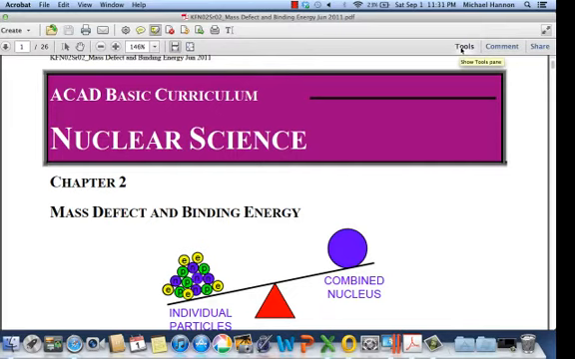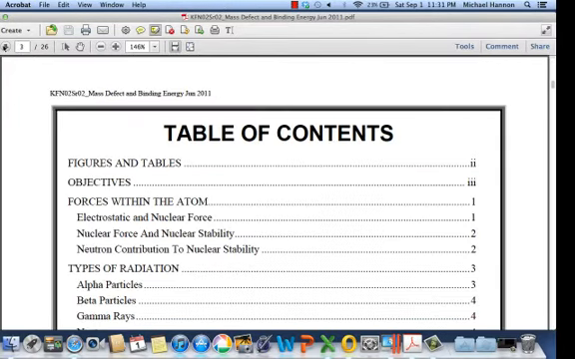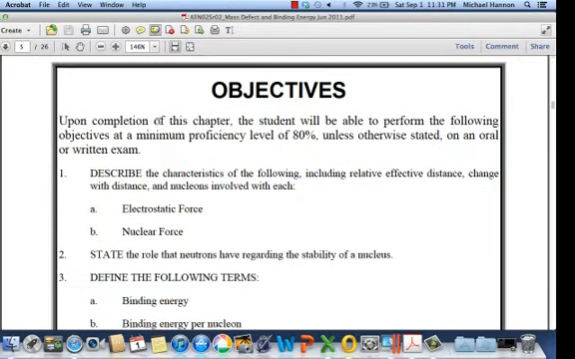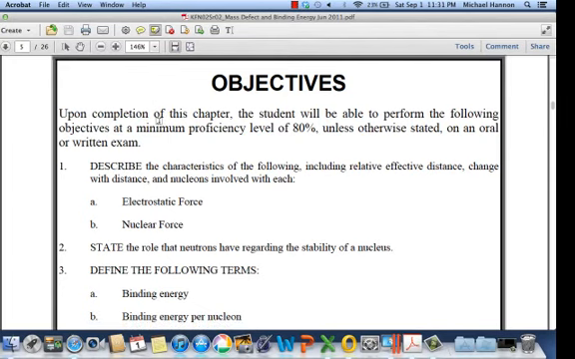In addition to that, we're going to have some properties that are going to kind of mess up what you've already been taught. Anyhow, if you've gotten your nuclear science chapter 2, first you need to move down to the objectives. As you remember, the objectives are what you're going to be responsible for on the exam. So let's talk about the first couple of objectives. Number one, you have to know electrostatic force, nuclear force, and the roles of the neutrons regarding the stability of the nucleus.